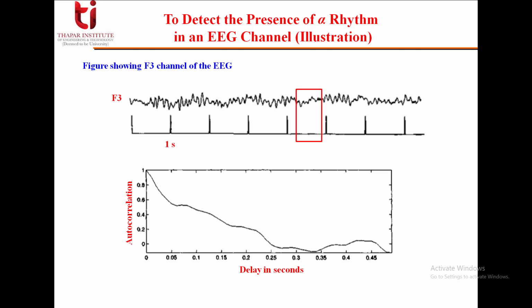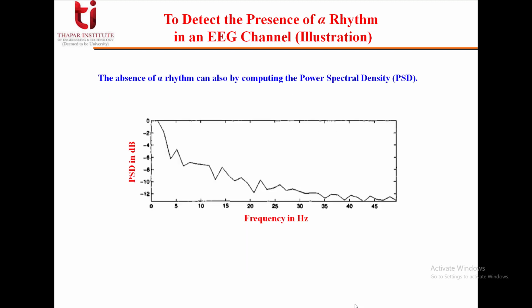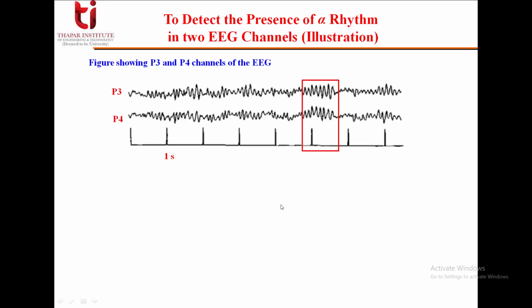Now let's look at another illustration. This is a signal obtained from the F3 channel, and again we are taking this window of 4.2 to 4.96 seconds, and there is no alpha rhythm. So if you compute the autocorrelation, you can see there is no peak, that means no peak in the range of 0.08 to 0.14, indicating the absence of alpha rhythm in this segment. This can also be predicted using power spectral density. You can see there is no alpha rhythm present in this.